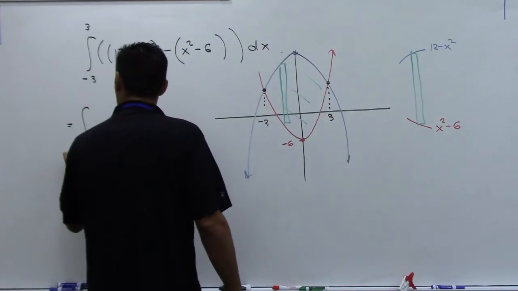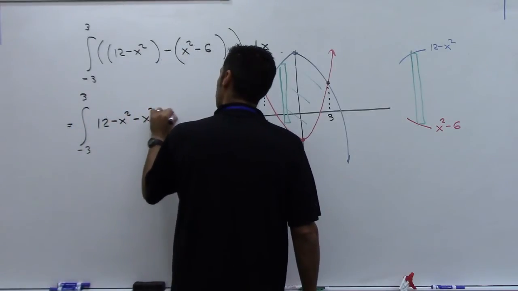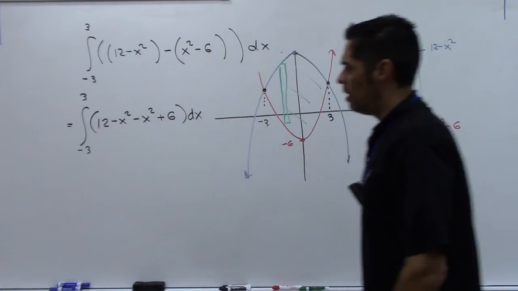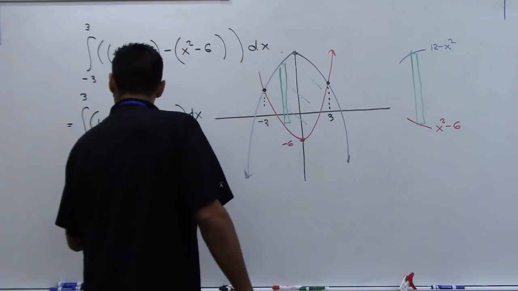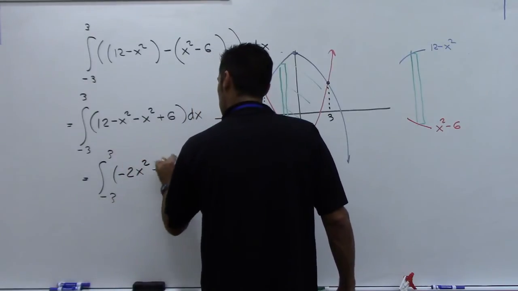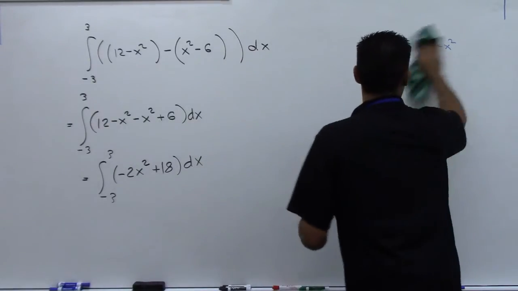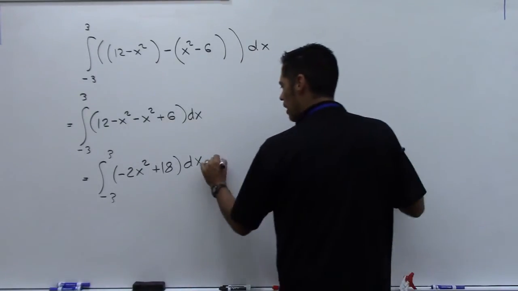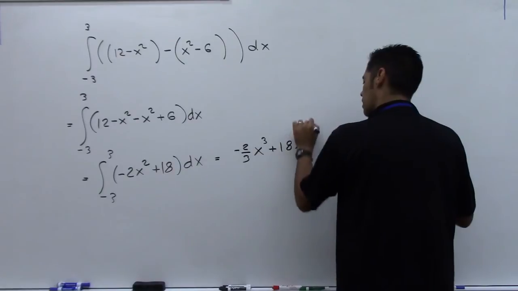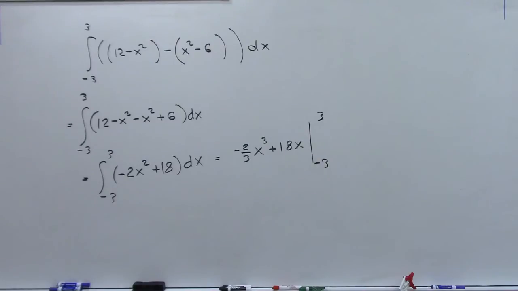So now we come in here. This is the integral from negative 3 to 3 of 12 minus x squared minus x squared plus 6 dx, just distributing through. And let's collect our like terms together. We've got negative 2x squared plus 18 dx. And antiderivative time: negative 2/3 x cubed plus 18x, from negative 3 to 3. Plug in, subtract, you're done.